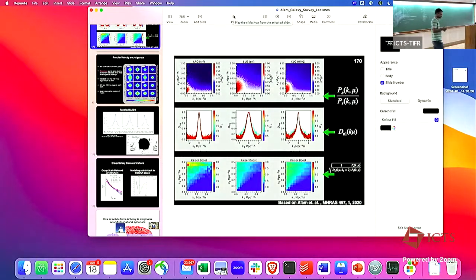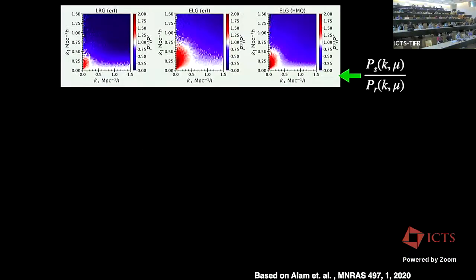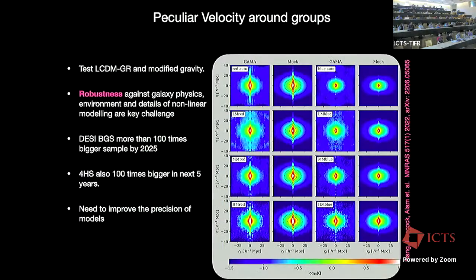Oops, I think I exited. Okay, so very good. So that actually allows me to cover more of the detailed things.